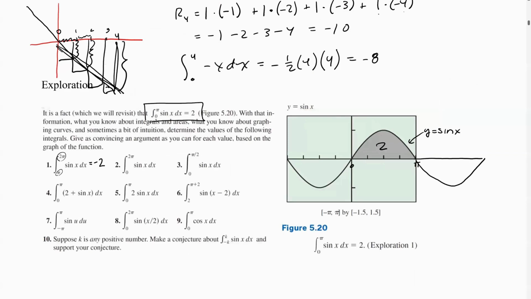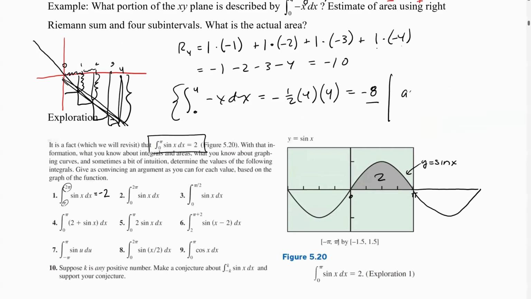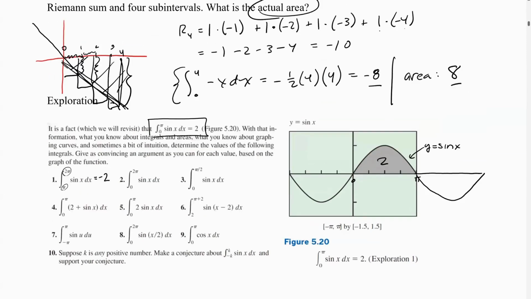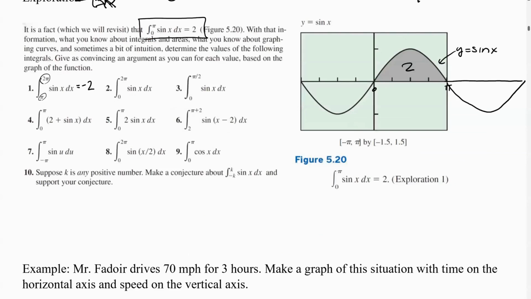Sorry, we're going to go back here. I'm sorry, I forgot to mention this. The value of this integral is definitely never -8. Just remember that they asked, what is the actual area? The actual area, because area can't be negative, is 8. The area in that space is really 8. The integral gave us a -8. Sorry, I forgot to mention that. All right, let's go back.